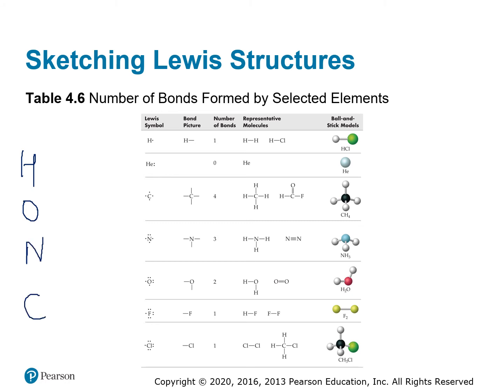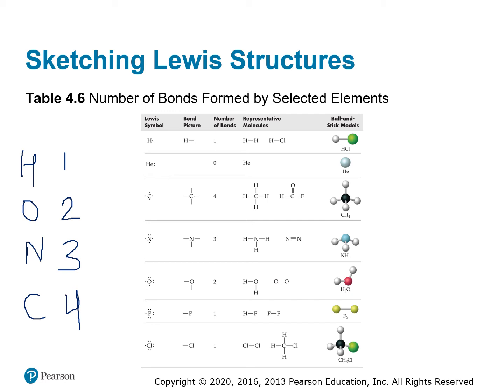Now, at this point, I think it's good to introduce you to the HONC rule. That's a shortcut that you can remember. What it tells you is hydrogen will always form one bond. Oxygen will form two bonds. Nitrogen will form 3 bonds, and carbon will form 4 bonds.